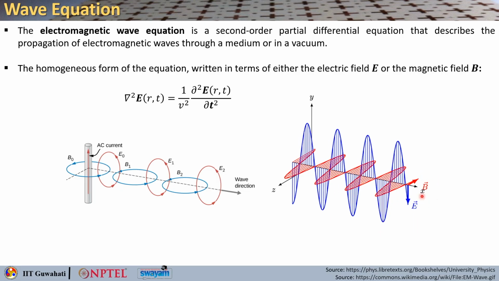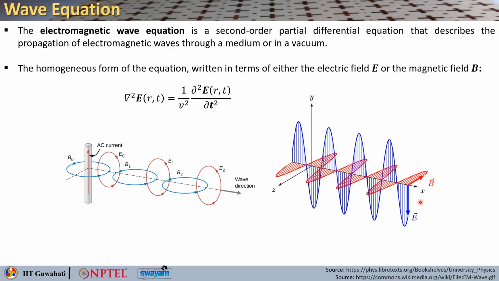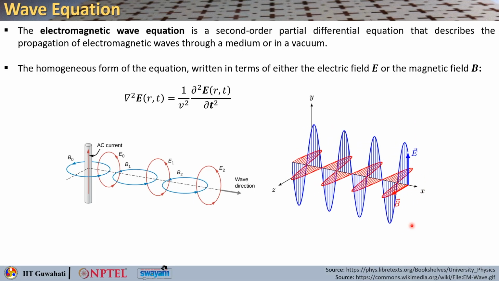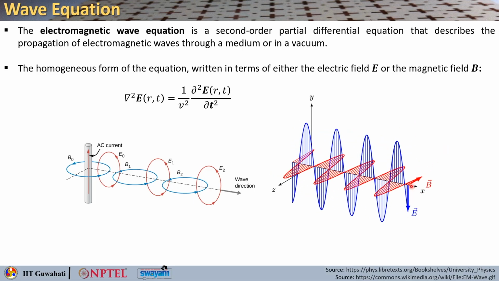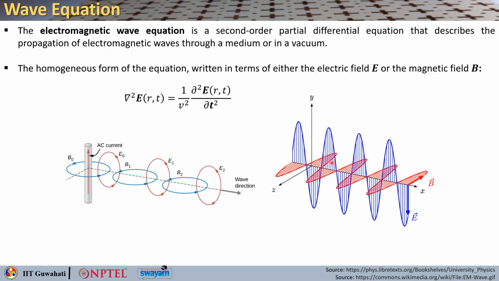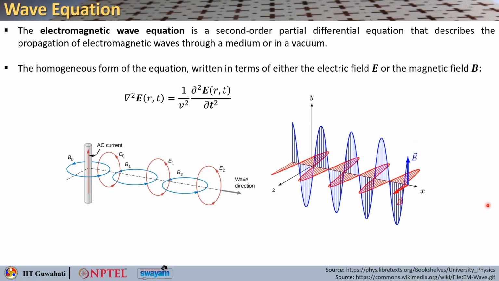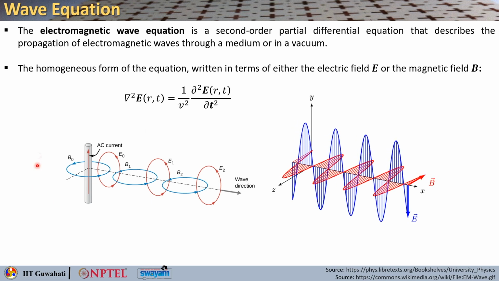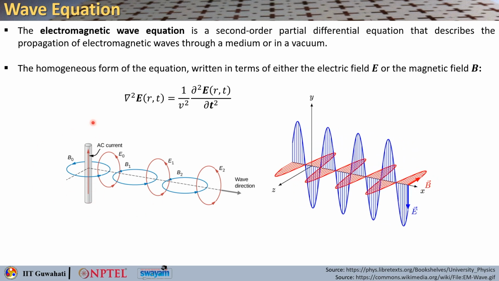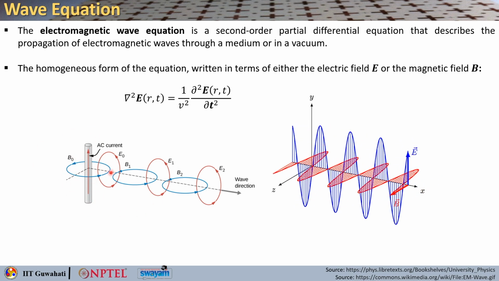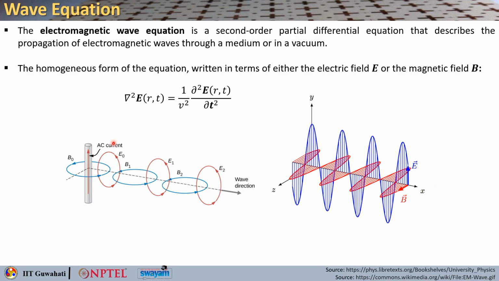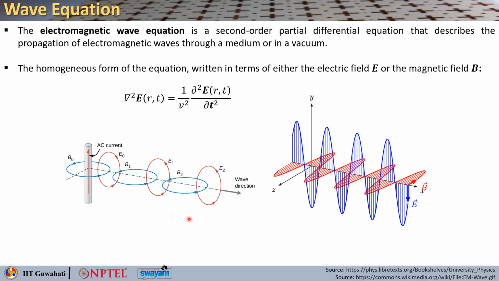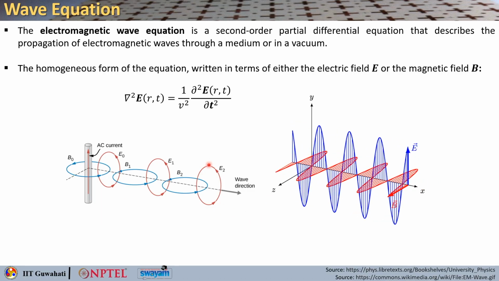So, here you can see how the wave is propagating. You have the electric field vector oscillating along the y direction, the magnetic field vector oscillating along the z direction, and the field is propagating along x. You can also think of it like this: you have an electric current which has a circulating magnetic field, and then you have an electric field between the loops and so on. So, this is how they are coupled and they are propagating forward.